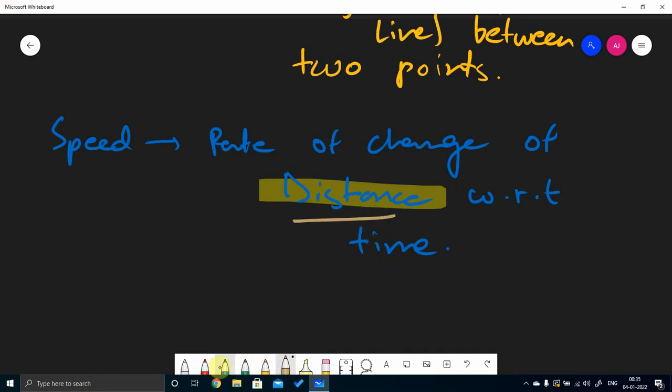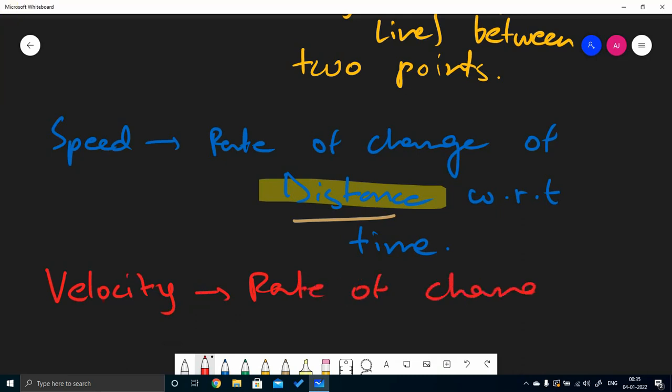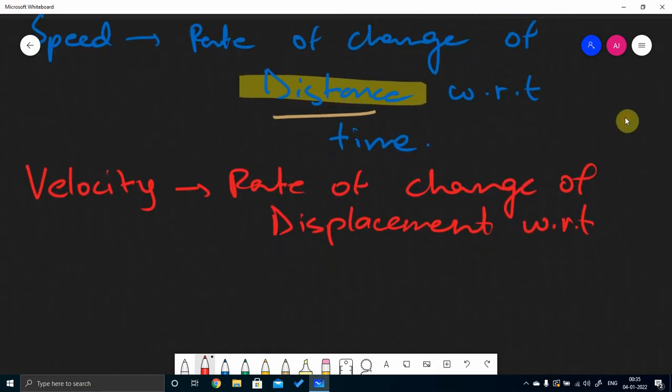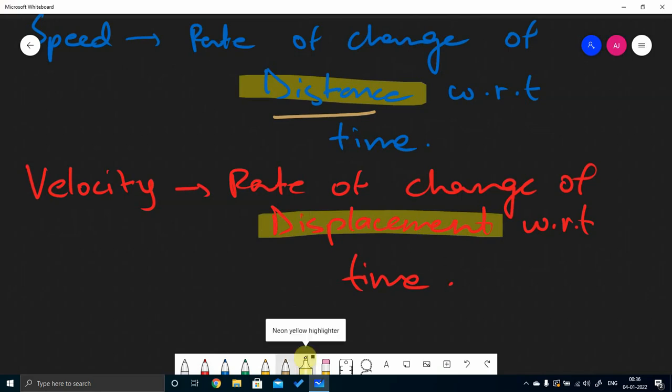Distance is the important word over here, and similarly when we talk about velocity, that is basically the rate of change of displacement, right? Over here the important word is displacement with respect to, again, what? Time, right? So we basically look at how much distance has been covered in how much interval of time. I'll basically give you the formula as well. So here displacement is the important word, and there we go.